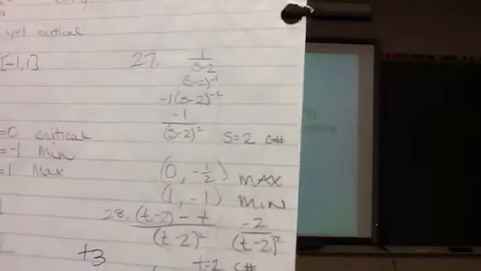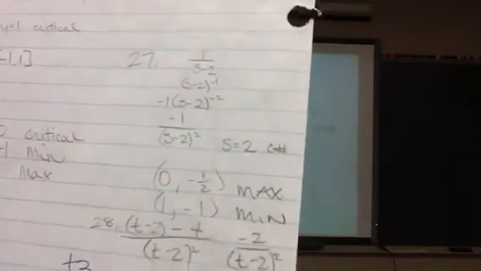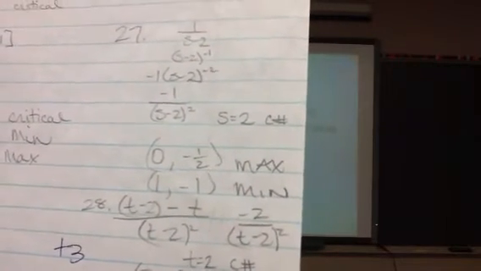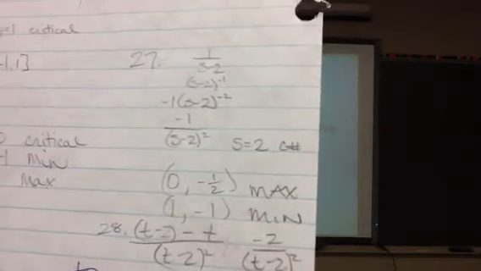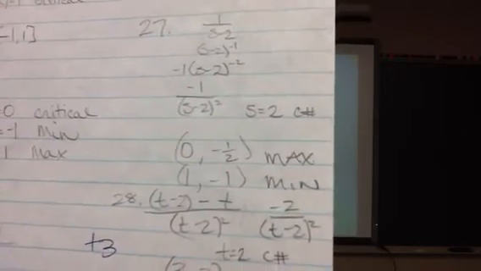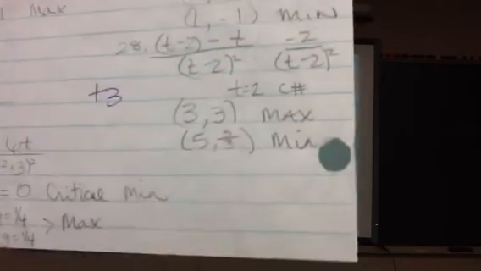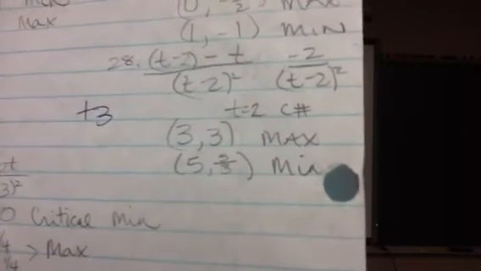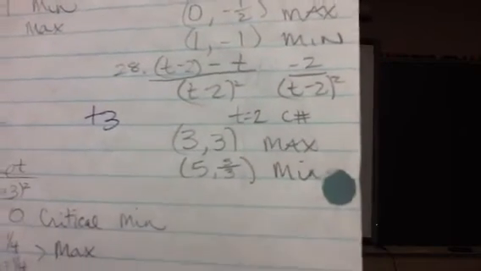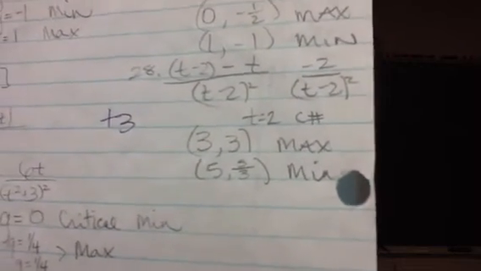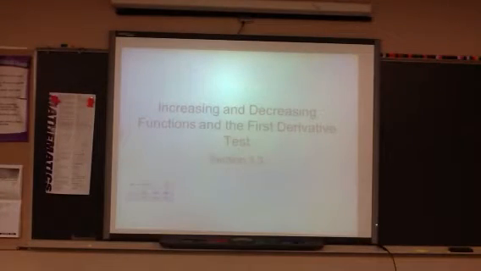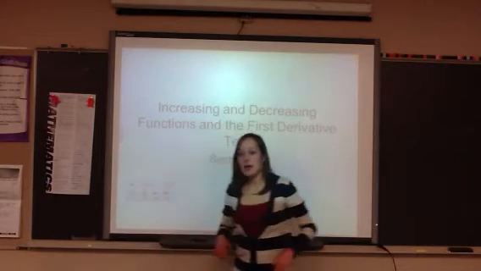27, you get a critical number at 2, but that is not your max or min. You get (0, -1/2) as a max, and (1, -1) as a minimum. The 2 is a critical number because it makes it undefined. On 28, your critical number is t is 2, and that's because it makes it undefined. And your max is at (3, 3), and your min is at (5, 1 2/3). So, if you have any questions over that, come and bring it next time.